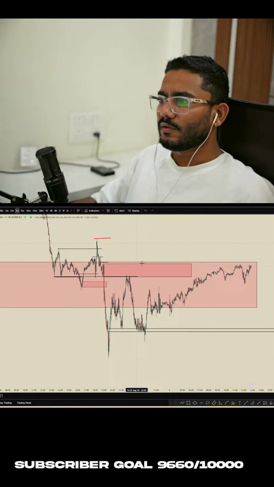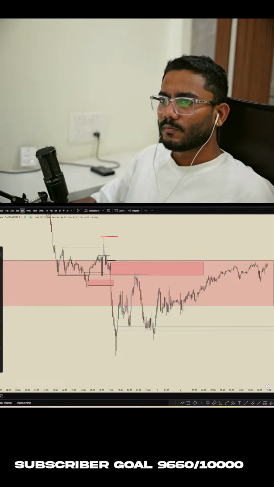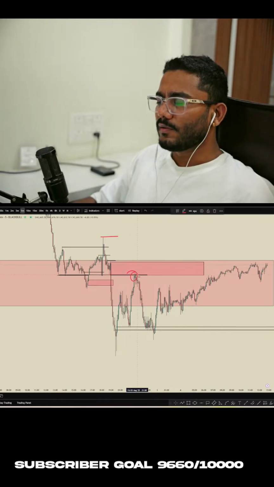On the previous live on Friday, I had this trade. Price went, we had this entry. Again, we have this rejection order block.